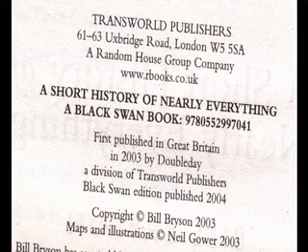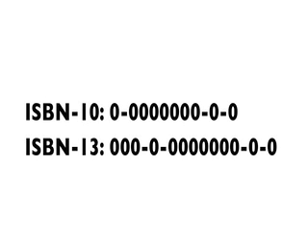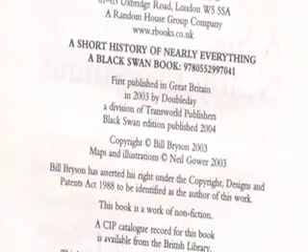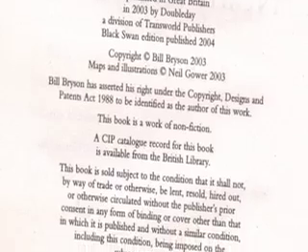In Bill Bryson, A Short History of Everything, there are 13 numbers after the title. This is the International Standard Book Number, or ISBN. An ISBN number can be a 10 or 13-digit number, or a book can have both. Like the Library of Congress number, this is a unique number that helps identify the book.